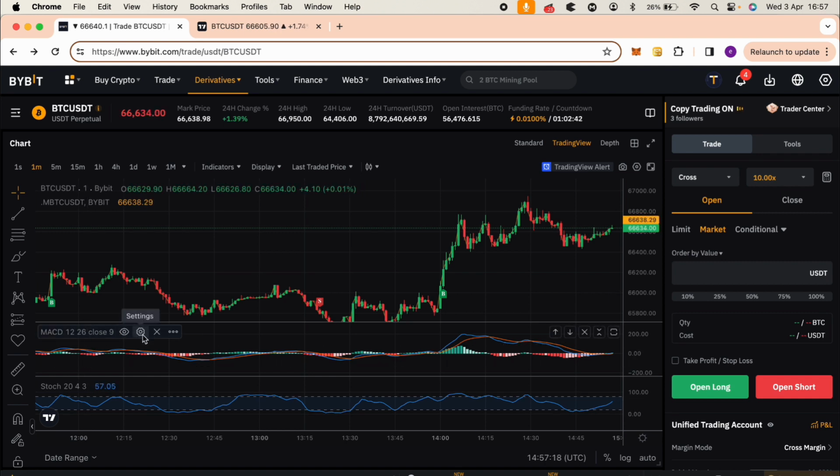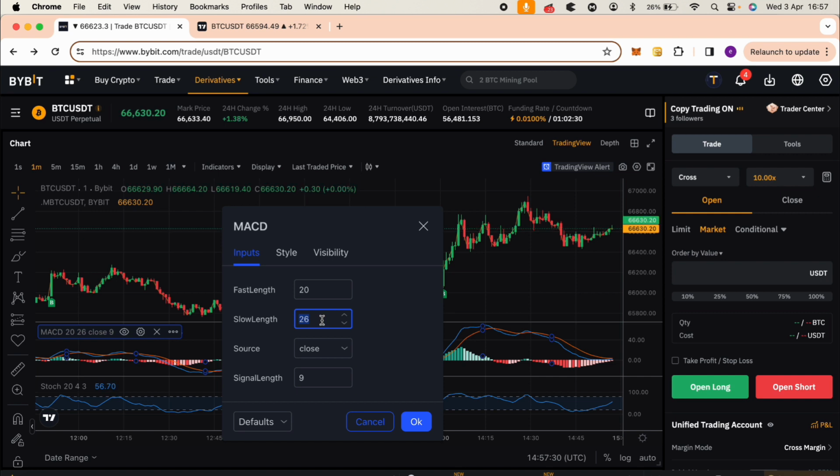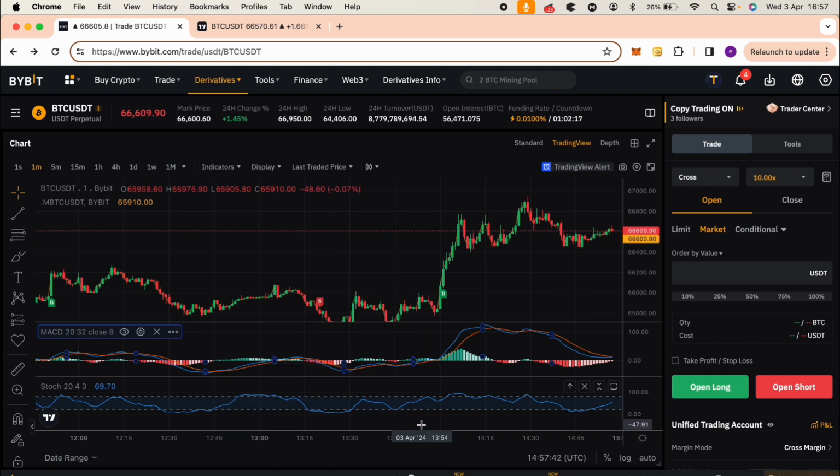So we will go to the settings of the MACD, and we will change the fast length from 12 to 20, the slow one from 26 to 32, and the signal one to 8. Then we click OK, and here the job is done.